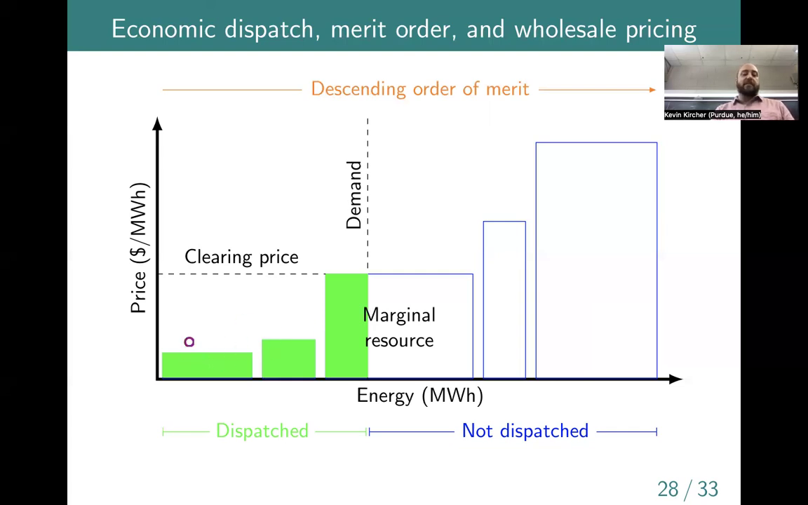The other reason is that there's a gap between what you get paid and what you offer. So even if you submit a low price, you're gambling that you're not going to be the marginal resource, and that the marginal resource is going to be significantly more expensive than you are, so that you can make up the difference here.